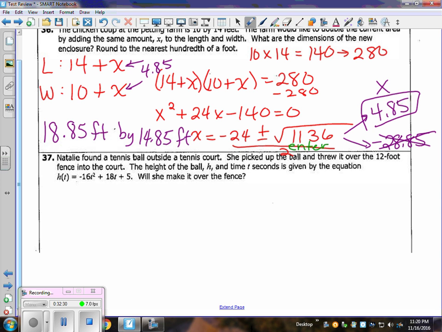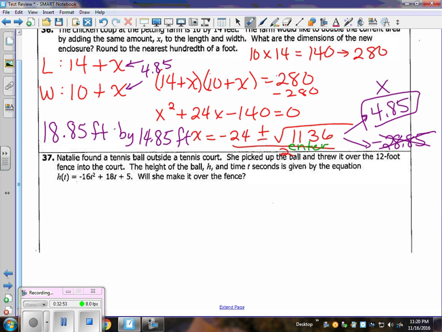All right, Natalie found a tennis ball outside a tennis court. She picked up the ball and threw it over the 12-foot fence into the court. The height of the ball, h, at time t seconds is given by the equation h of t equals negative 16t squared plus 18t plus 5. Will she make it over the fence? Now, everybody has this problem, so we can take a look.